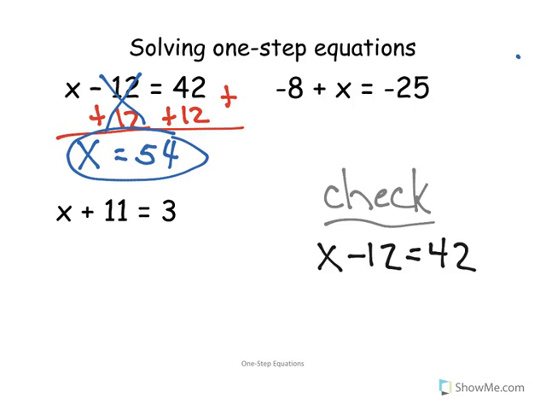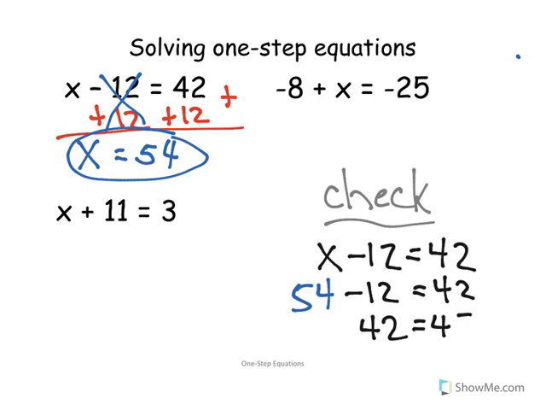So there's 3 steps to check an equation. Step 1, rewrite the original equation. Step 2, substitute the value that you get for your variable. And step 3, evaluate using the order of operations. So I think x is 54, so I rewrote my original. I'm going to replace x with 54. And now order of operations tells me, well, I've only got one operation, and that's my subtraction operation. And I've got 42 is equal to 42, okay? So that's how you would solve and check a very basic one-step equation.